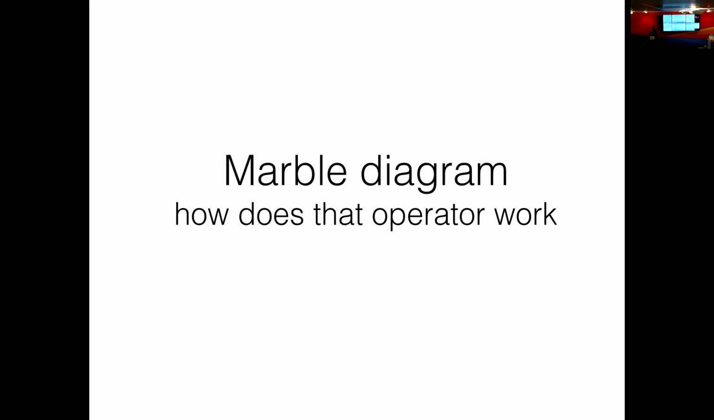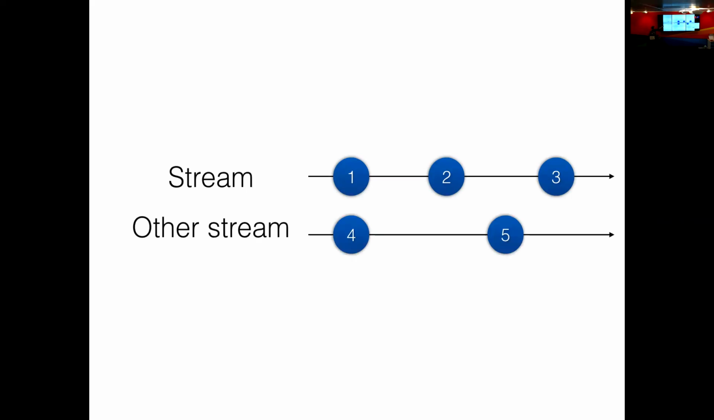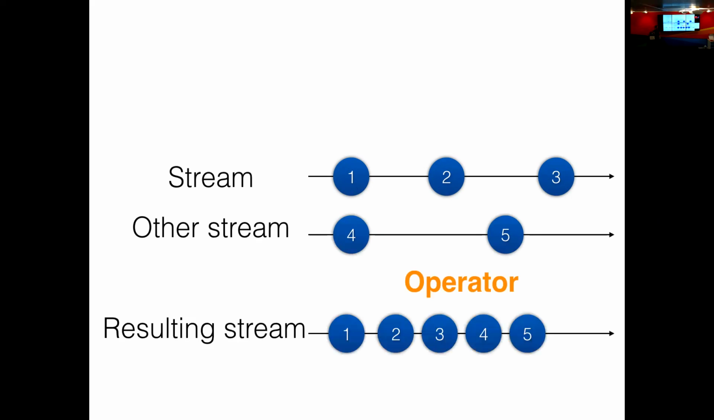A marble diagram is a graphical representation of what an operator does to your observable and your observable data. So if it's hard to grok when you read the description of the operator, you can always look at this graphical representation to get the idea of what happens when I apply this operator, what actually happens over time. So if we look at a marble diagram, here we have a stream of values. We have another stream. And when I apply an operator, I end up with something that looks like this. So this looks like some kind of concatenation operator.